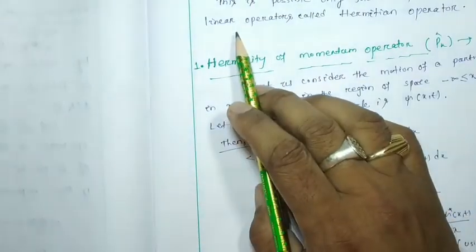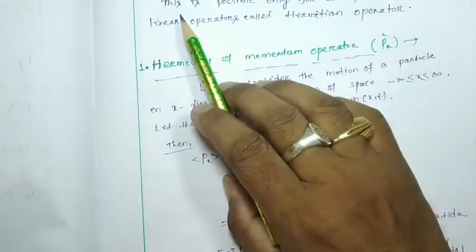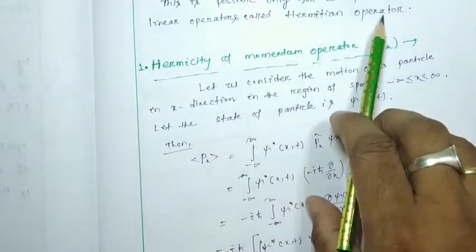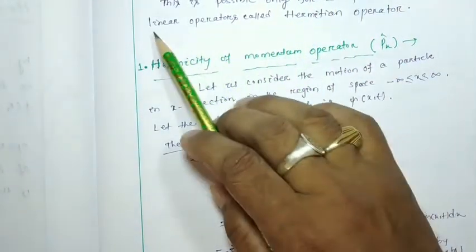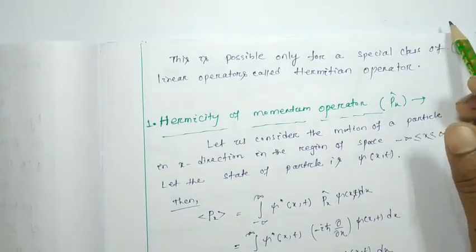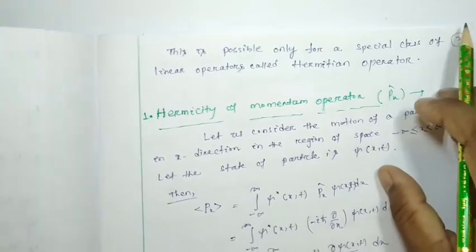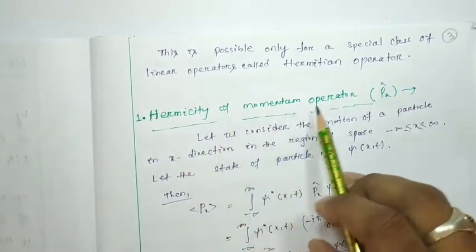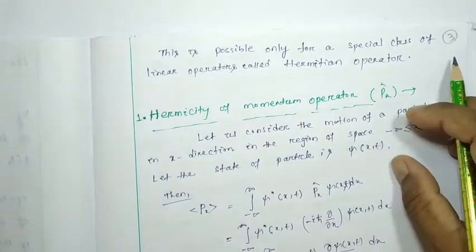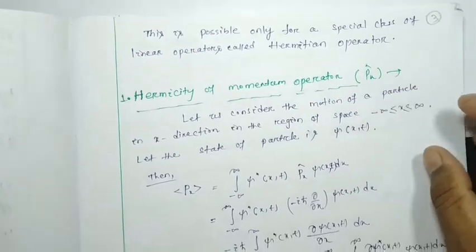So this is possible only for a special class of linear operators called Hermitian operators. We will discuss linear operators in our next class. First, we have to check the Hermiticity of the momentum operator, that is, whether the momentum operator is a Hermitian operator or not.